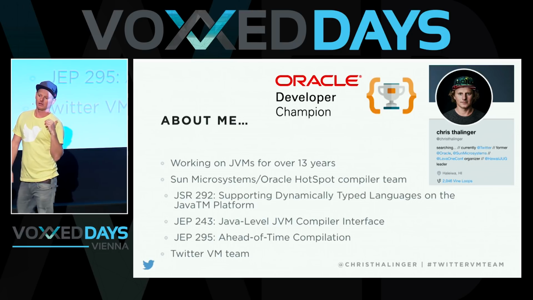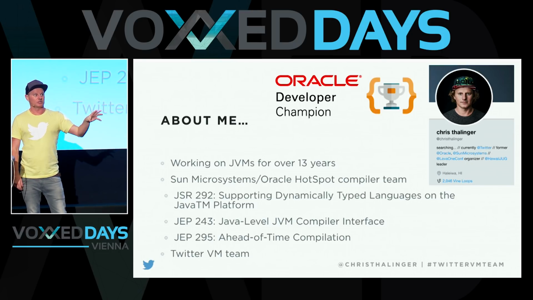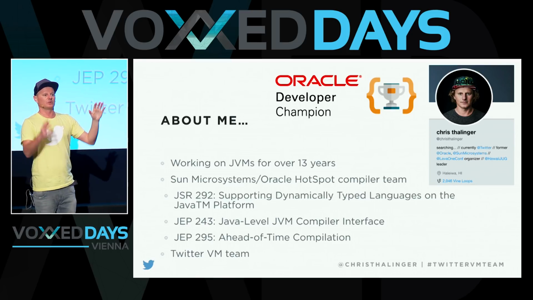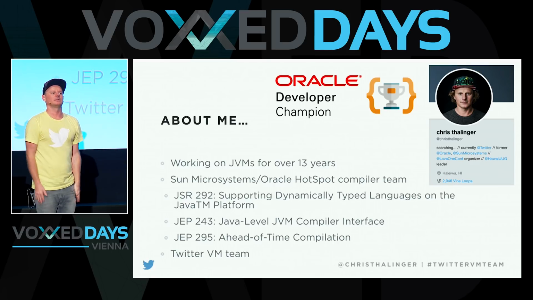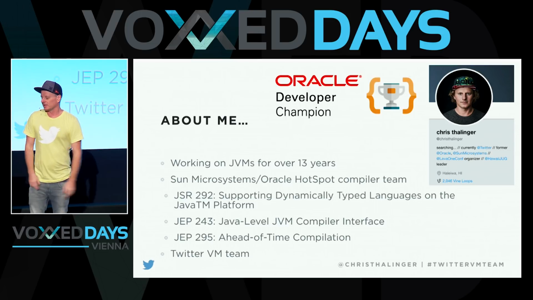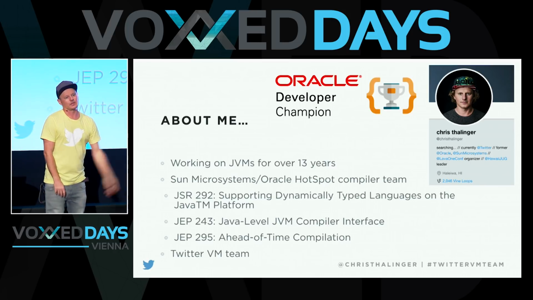Then I worked on JEP 243. We already heard that earlier. That came into JDK 9, and I wanted this in because I wanted to be able to use an Oracle JDK, an official build, and then plug in Graal and turn it on, right? And then after that, I was working on ahead-of-time compilation.